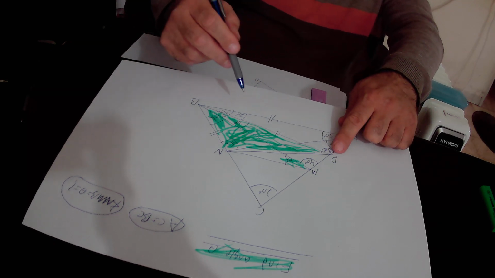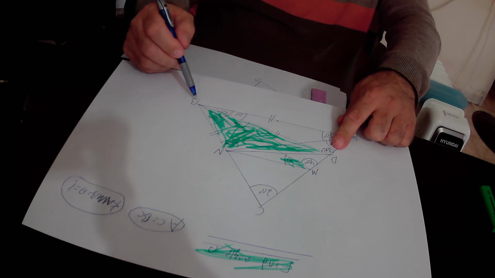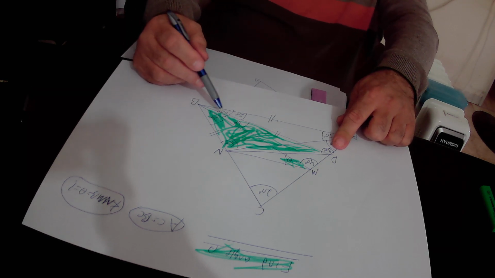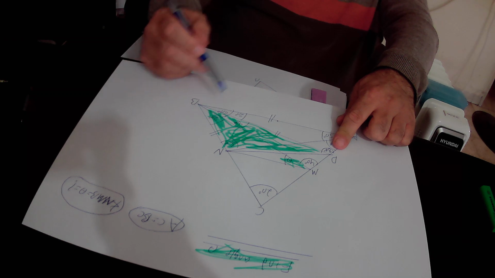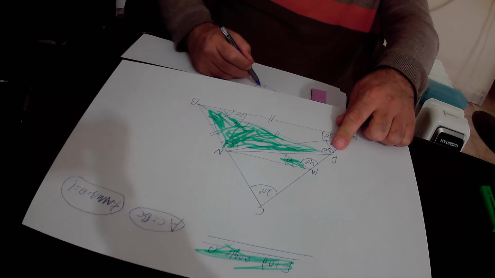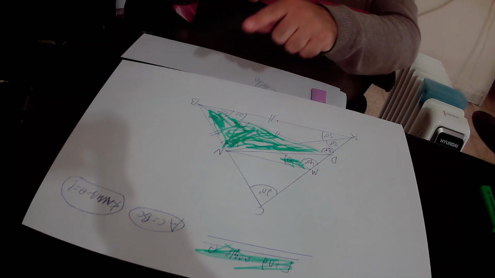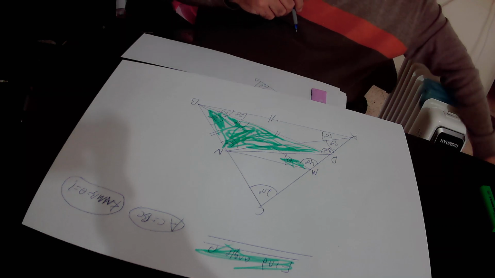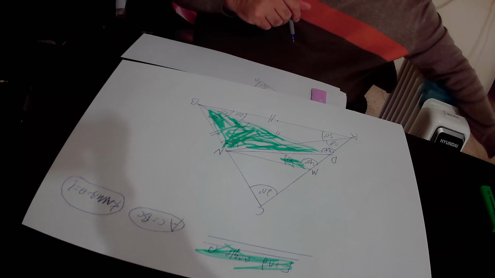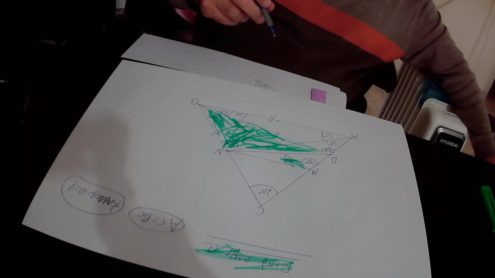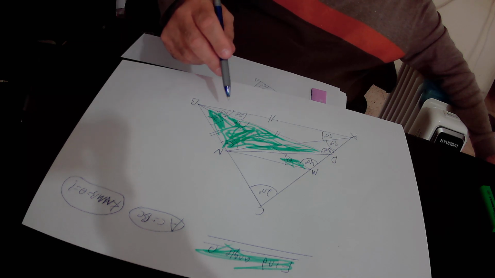Angle DBN, this angle equals 40 degrees plus 20 degrees, that is 60 degrees. And we have already found out that DB equals NB.